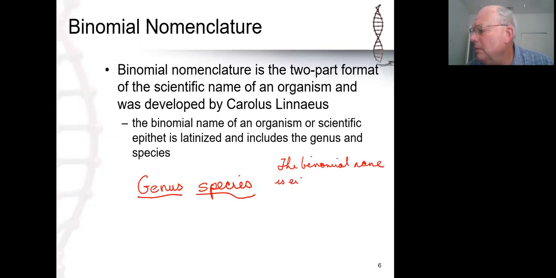So the binomial name is either italicized or underlined. And genus is always capitalized.